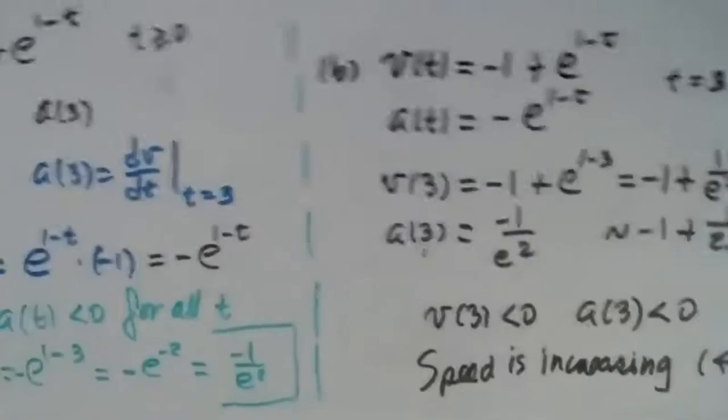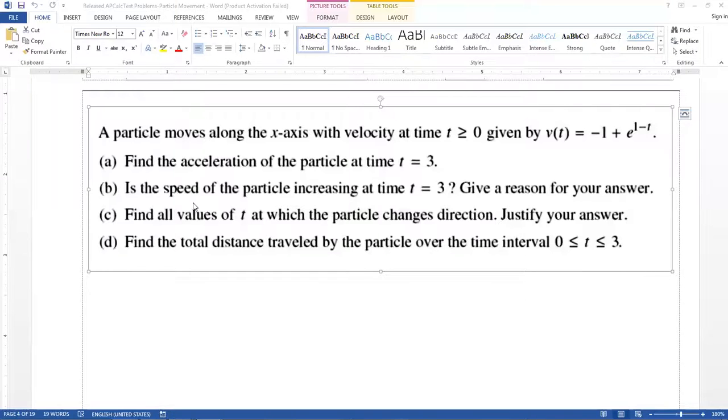I don't want to erase this one just in case we have to recall something, so I'm going to put another board right here. Now let's do the next question. Find all values of t at which the particle changes direction. Justify your answer. What do you think? The particle changes direction when the velocity equals 0. Yep, exactly.